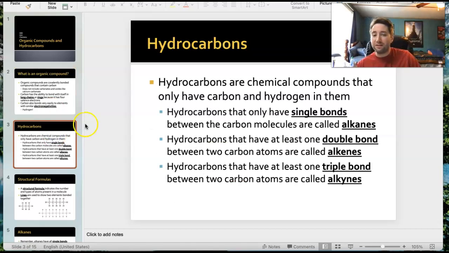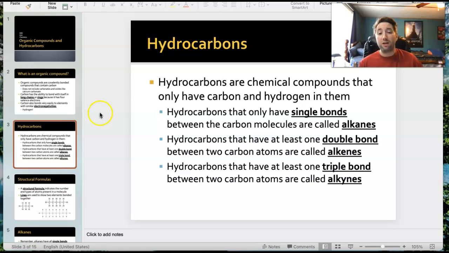So let's talk about these things called hydrocarbons. So where did they get the name hydrocarbon from? Hydrogen plus carbon equals hydrocarbon. So hydrocarbons are going to be chemical compounds that have carbon and hydrogen only in them. They have nothing else. They don't have any oxygen. They don't have anything like that. So they have special words that they called them.